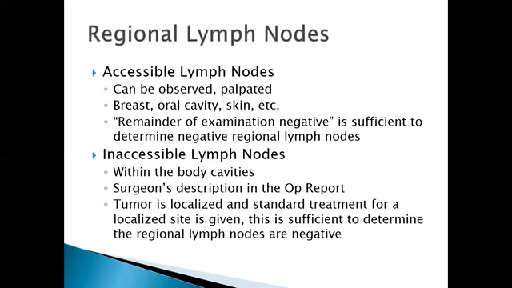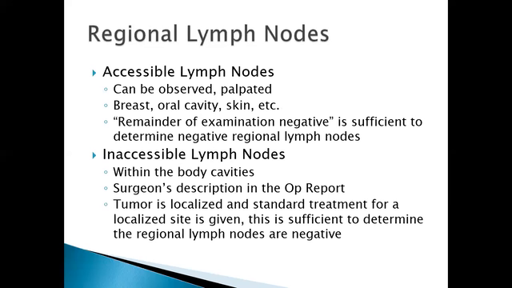And that is why it is so important that we read the op report very carefully, all right? When the tumor is localized and standard treatment for a localized site is done, it is sufficient to determine that the regional lymph nodes are negative. Okay, so we're going to use information that's given to us through the op report descriptions or by the type of treatment that the patient receives.